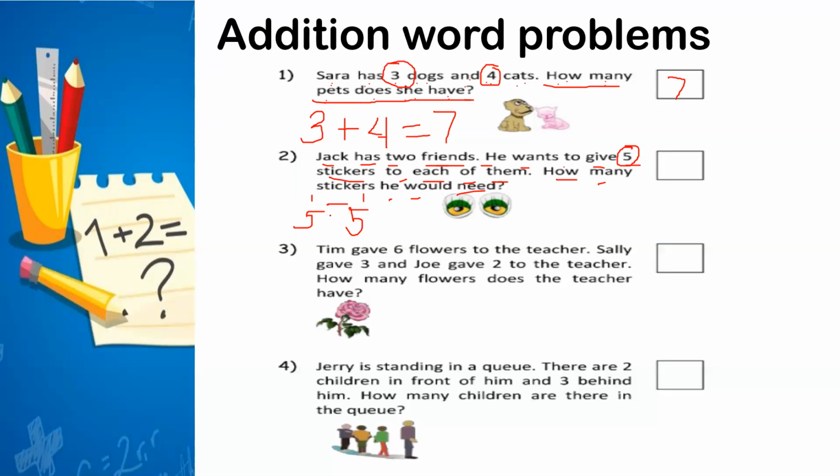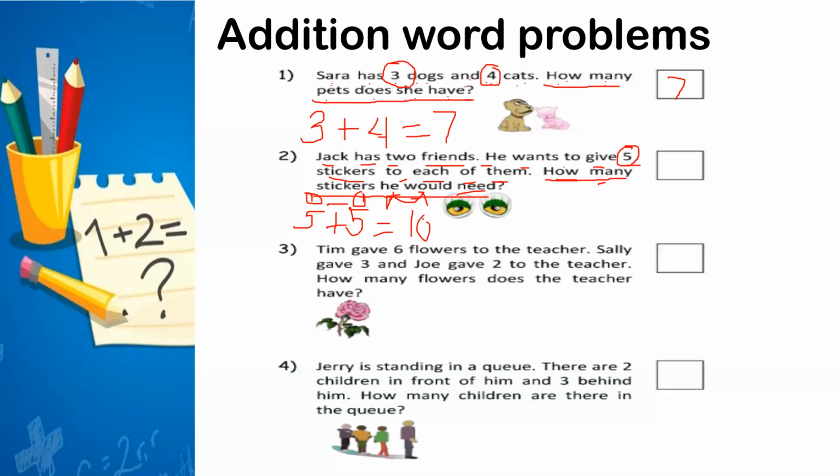All right, so now, let's underline the question. So how many stickers would he need? Okay, how many stickers would he need? All right, now, as we've said earlier, so 5 stickers for one friend. So 2 friends, so one friend, 5 stickers, another friend, 5 stickers. So 5 plus 5 equals, what's your answer?